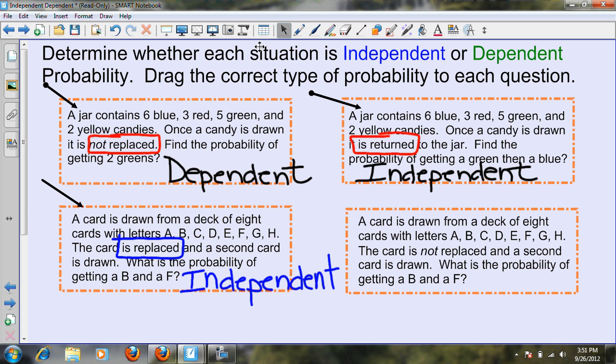A card is drawn from a deck of 8 cards with letters A, B, C, D, E, F, G, and H. The card is not replaced, and a second card is drawn. What is the probability of getting a B and F? Keywords. Not replaced. If it is not replaced, then they will be dependent.